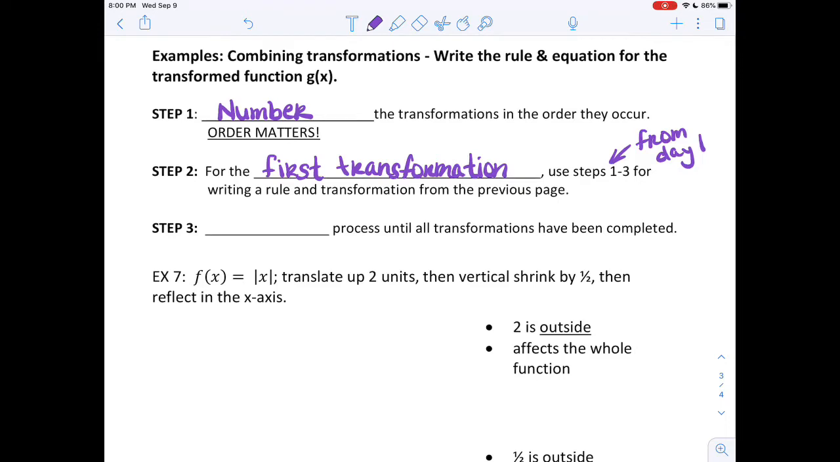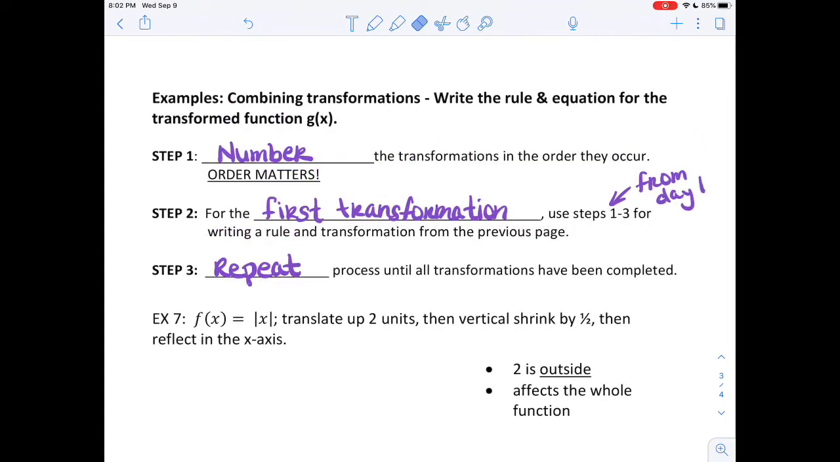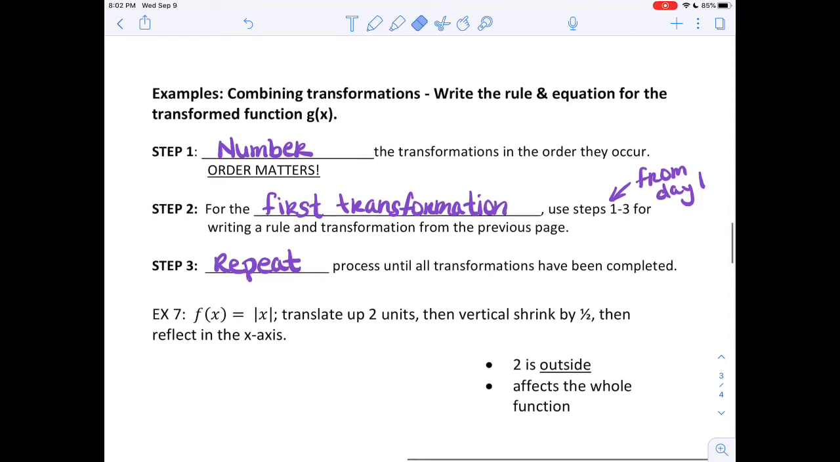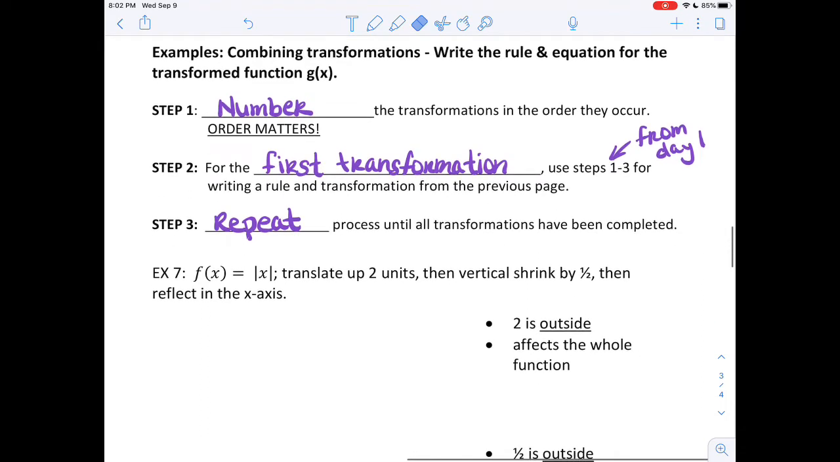So everything that we've been doing so far today, we're going to apply it multiple times and just repeat as necessary until we are finished. Our example starts with the parent absolute value function. So f of x is equal to absolute value of x. We are going to do 3 things to this function. The first is we're going to translate up by 2 units. So I'm going to number that as 1.